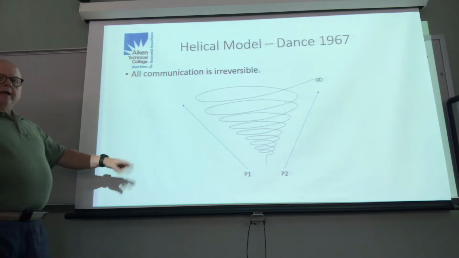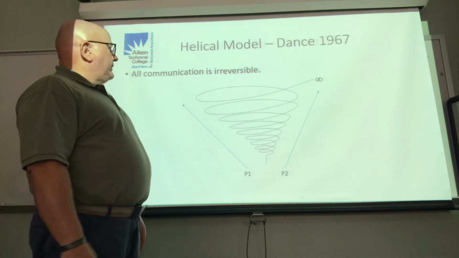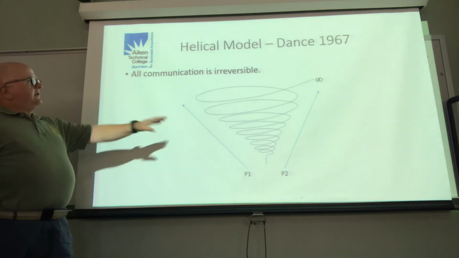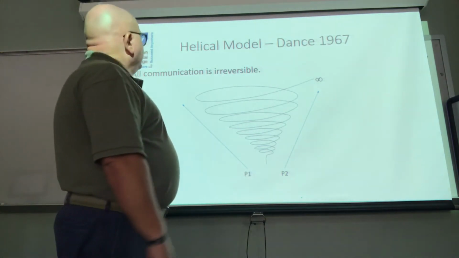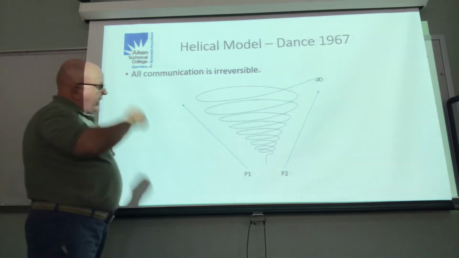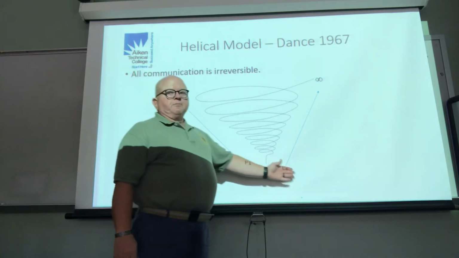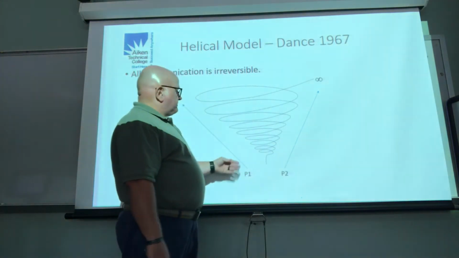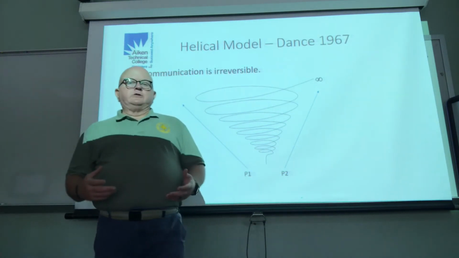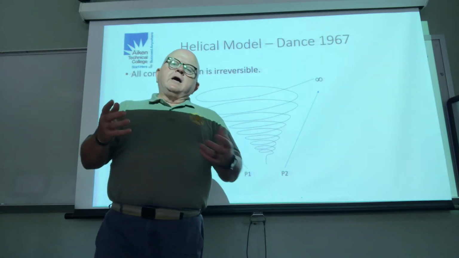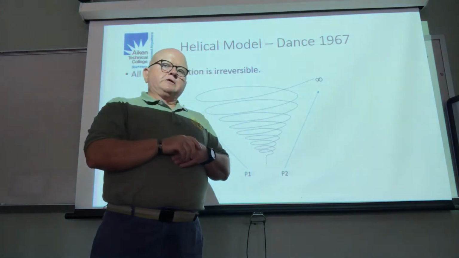Now this is a helical model, and I know you're not going to be able to see it very well, so if you haven't already got these PowerPoints up from the Blackboard page, go ahead and get it. And again, Dance came up with this in 1967, and I think this is a great model for interpersonal communication. Because here's what happens. You have P1 and P2 as your two participants. P1 says something to P2. P2 responds. Now, that engagement inherently changes that relationship. It may be infinitesimal, but every time you speak to someone, every time you communicate with them, you change your relationship, even if it's a very small amount.